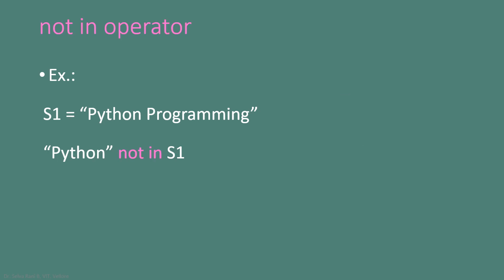The not in operator is opposite to in operator. It will return true if the string is not present in the given string. Let S1 is equal to Python programming. Let's check Python not in S1. Here we are checking the absence, but Python is present in S1, and so we are getting the result as false.